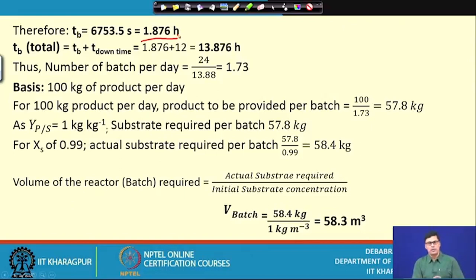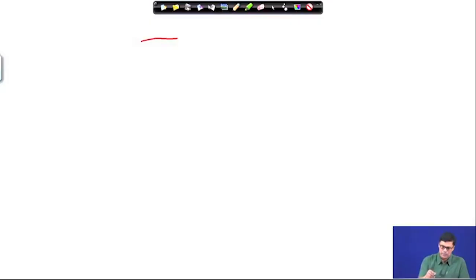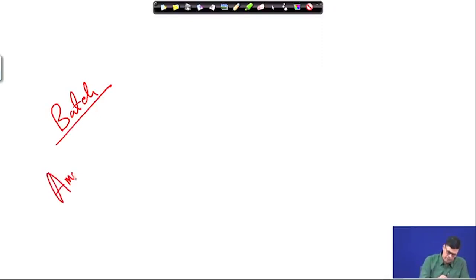Now, I told you, you can remember that when we want to determine the volume of the batch process, first we shall have to find out how much product you have to produce per batch. I can show you again. In case of batch process, when you find the volume of the batch, first we shall have to find out the amount of product to be produced per batch.